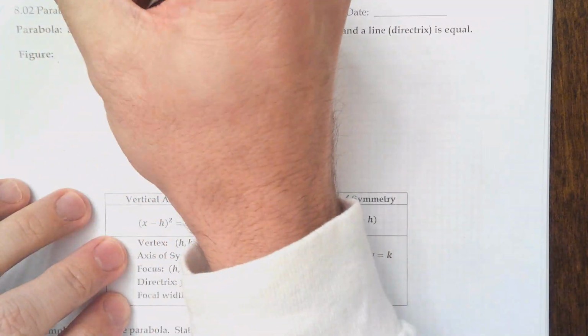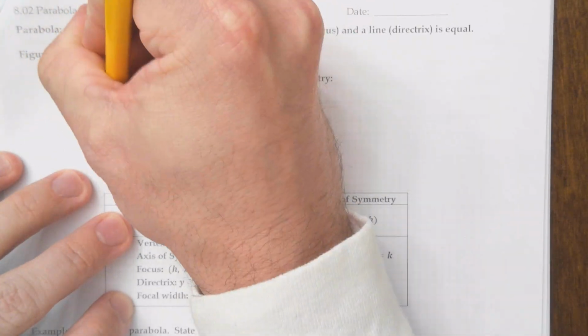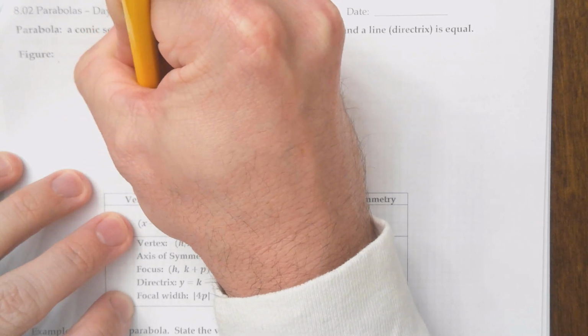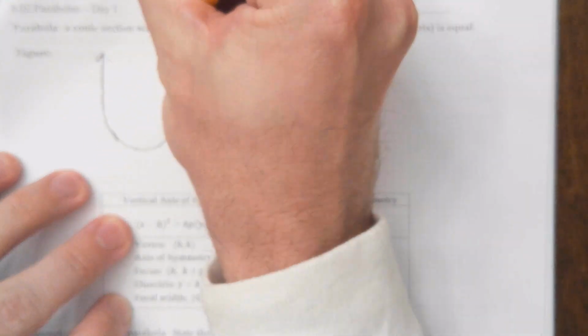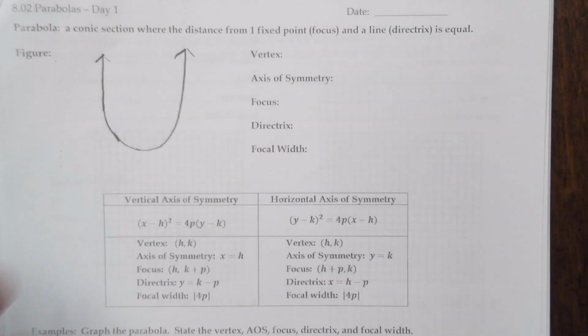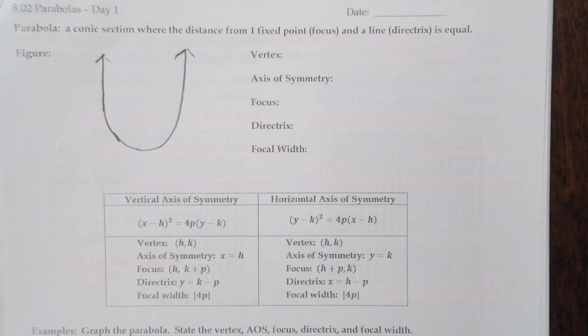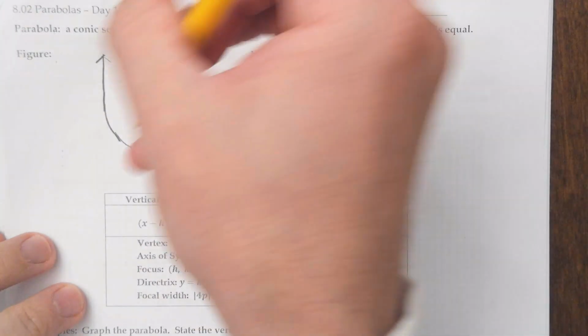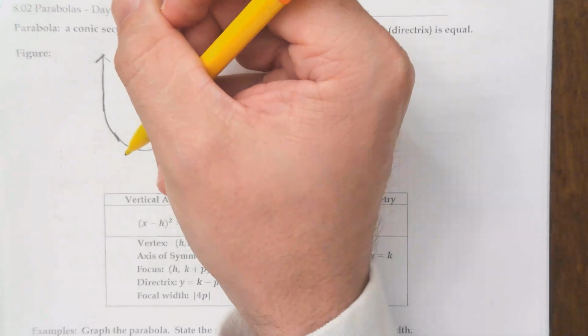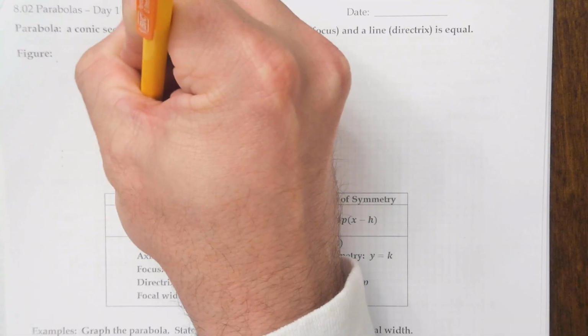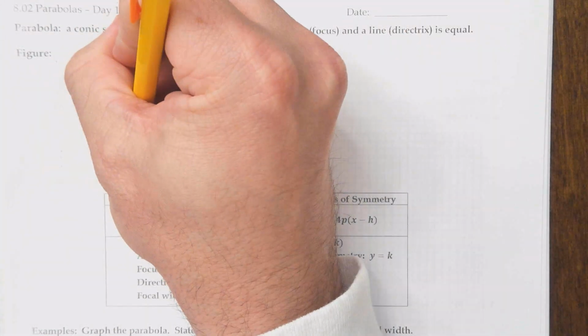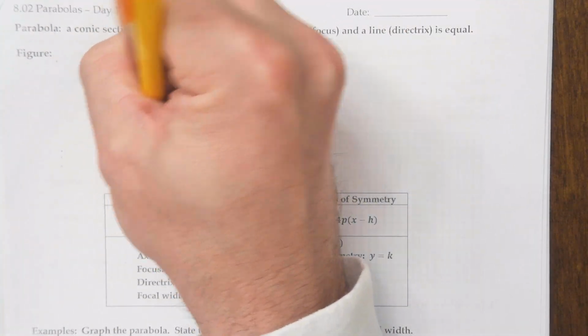First, I'm going to draw our shape here, and then describe what's going on with it. So our parabola. First things first is our vertex. Our vertex right here, which we would call (h, k).